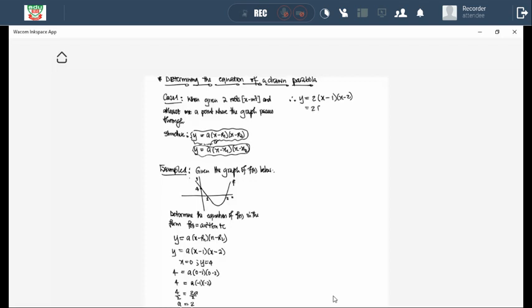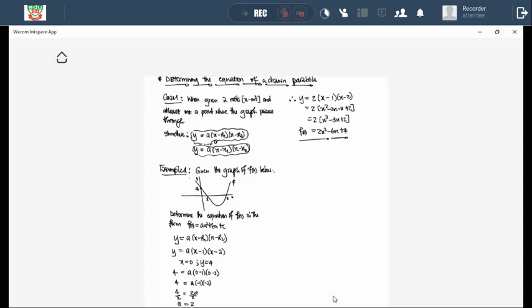So this is going to be 2 in bracket x squared minus 2x minus x plus 2, which is going to be 2 in bracket x squared minus 3x plus 2. Open the brackets now. This is 2x squared minus 6x plus 4. So my f of x in standard form is 2x squared minus 6x plus 4.